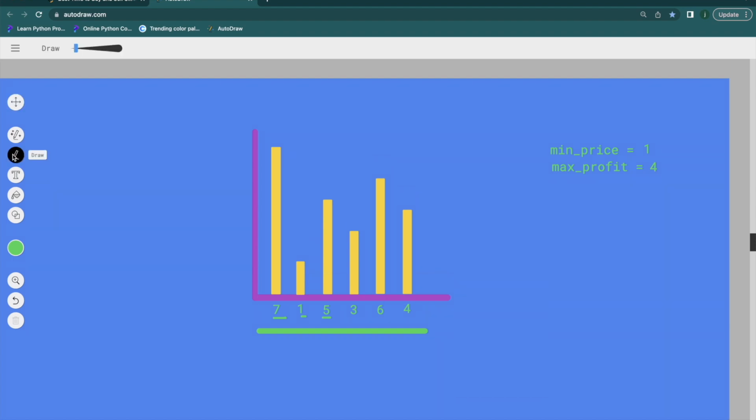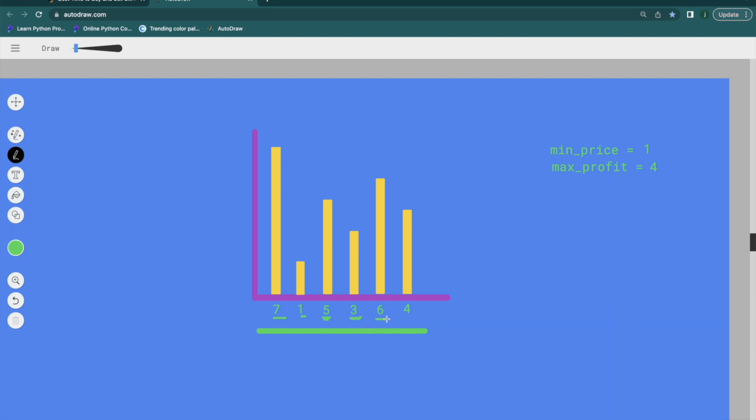Okay, now we move on to the next day. On the next day, the value is 3. Is 3 less than the minimum price? 3 is not less than the minimum price, so you're still in the profit. So if you sell it here, the maximum profit that you're going to make is 2. Is 2 greater than the max profit? No. So we would not recommend selling it at this price, because we've already made a max profit of 4 at this place. So selling it at 3 wouldn't make any sense.